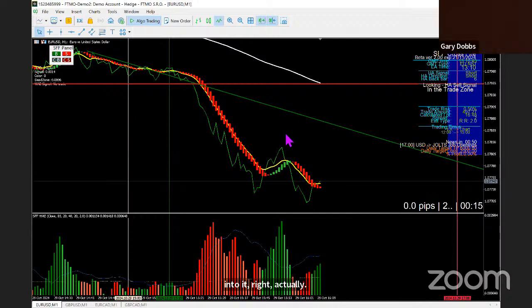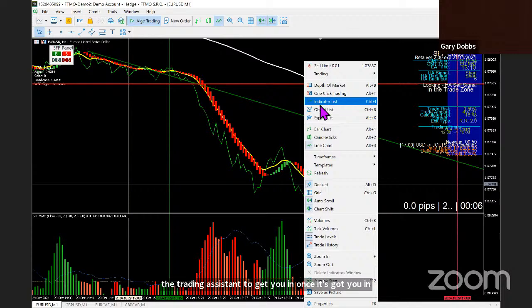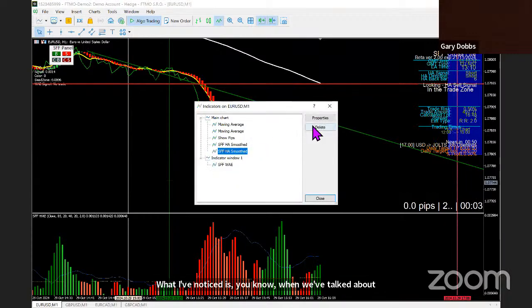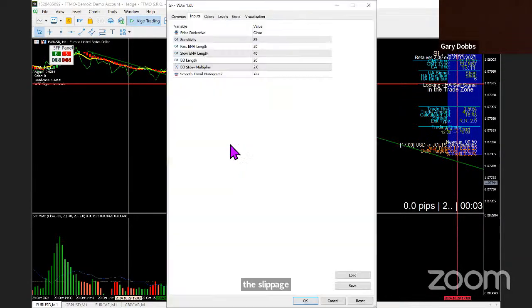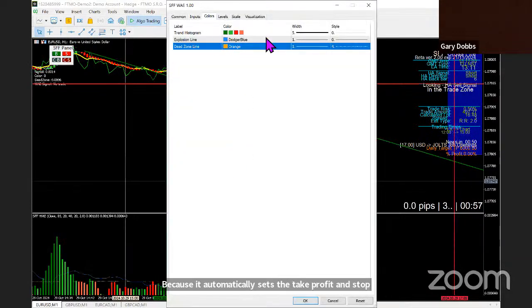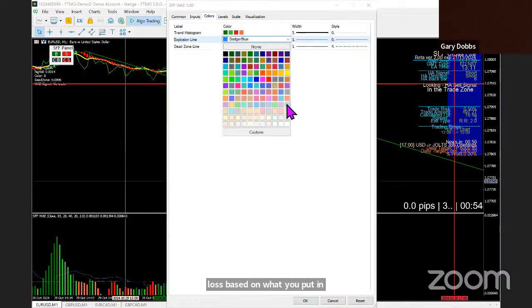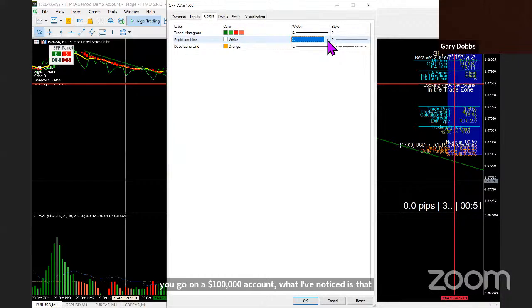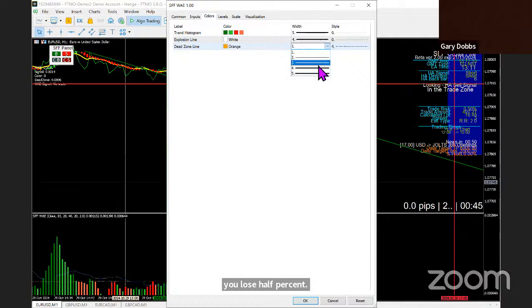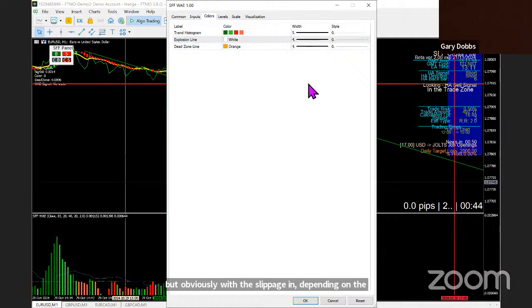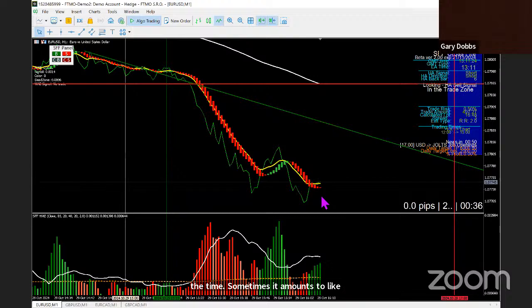And one other thing, Richard. You know what we were talking about earlier on? Everything is set within the trading assistant to get you in, and once it's got you in, what I've noticed, when we've talked about the slippage, is that it automatically sets the take profit and stop loss based on what you put in. If you go on a $100,000 account and you're risking 0.5%, you lose 0.5%. But obviously, with the slippage and depending on the broker's fees, etc., the profit doesn't amount to 1% all the time. Sometimes it amounts to like 0.6 or 0.7. Is there anything in settings that we can do to adjust for that?